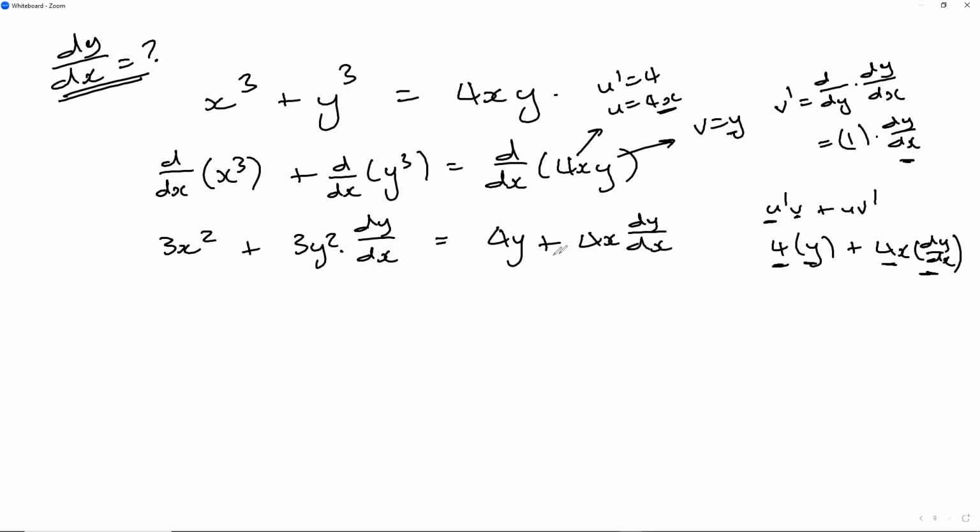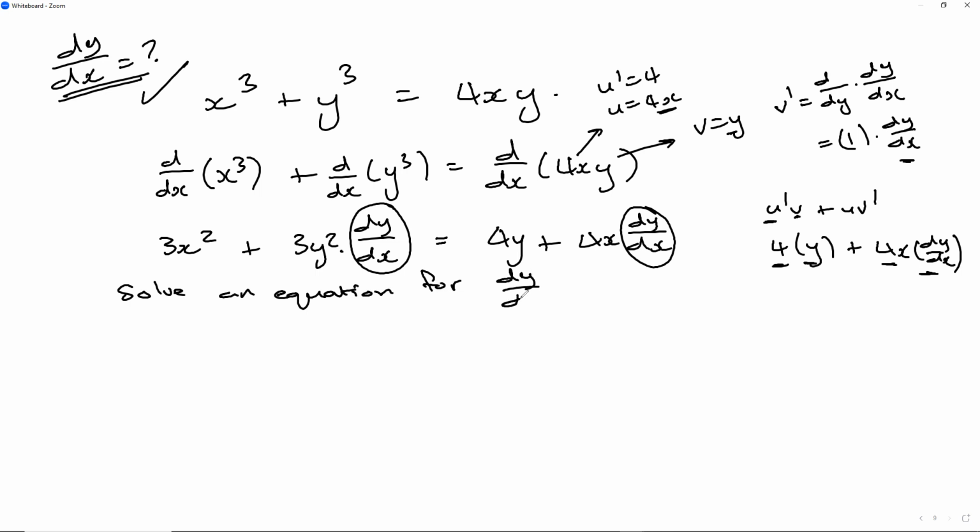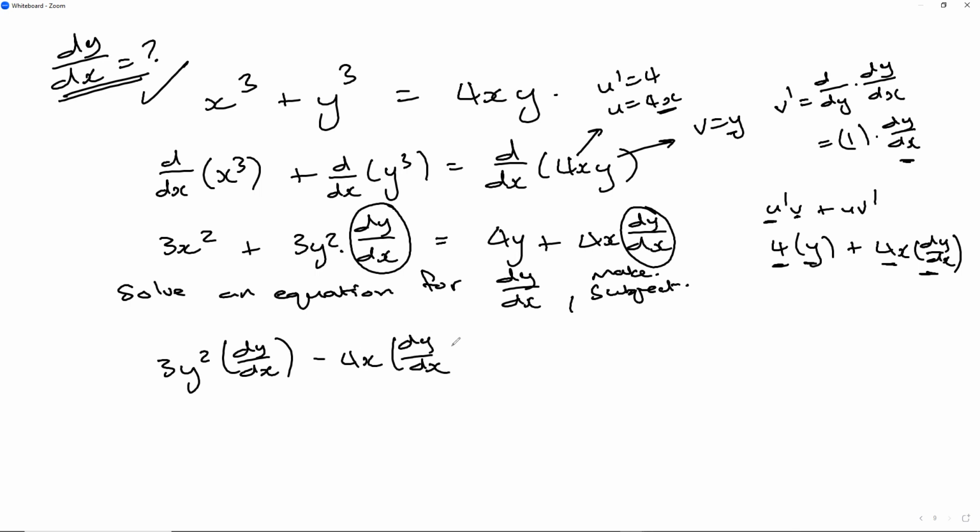Okay. I've now brought everything into single file. I need to find dy dx. If I get these two alone now, I'm done. So now I'm going to solve the equation for dy dx and make it the subject of the formula. So I'm going to bring everything to the right hand side. I'm going to go 3y squared and bring the dy dx terms to the left hand side. We're going to end up with 4y minus 3x squared.